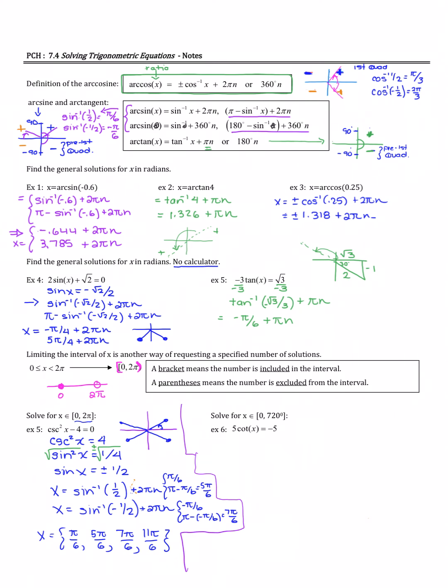Okay, let's do this next one. This one, 5 cotangent x, and we're going from 0 to 720, which is a little bit annoying, but that's okay. But the nice thing is, notice it's in degrees.